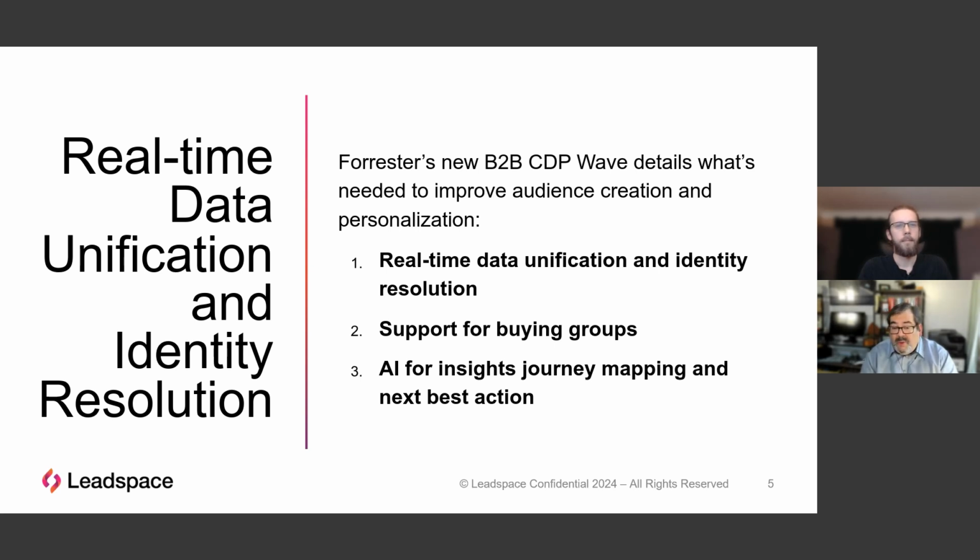Number 2, support for buying groups, which, to the conversation that we were just having, is supported by identity resolution. And number 3 is AI for insights, journey mapping and next-best action, which is supported on buying groups and identity resolution. So the way I see it, structurally and logically, if you want to do 1, 2, 3, you need 1, 2, 3 on top. They build on top of each other. And the foundation here is data unification and identity resolution. As I said, check out the report.